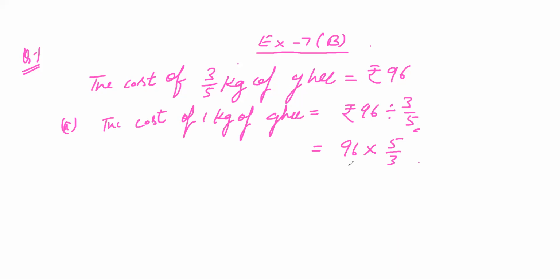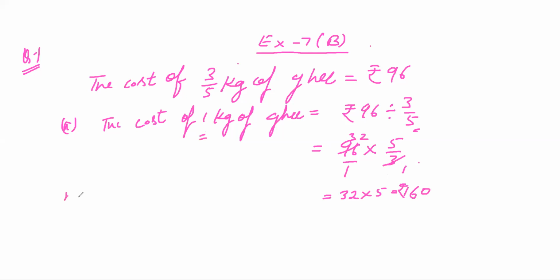So you can divide it by 3. 3 ones are 3, 3 threes are 9, and 3 twos are 6. So 32 multiplied by 5. So 5 twos are 10 and 5 threes are 15 plus 1, 16. 160 rupees. This is the cost of 1 kilogram of ghee.